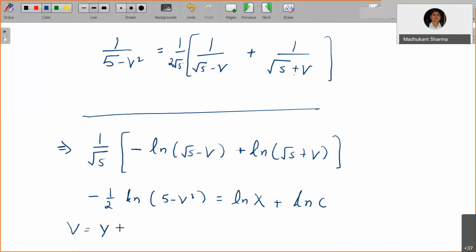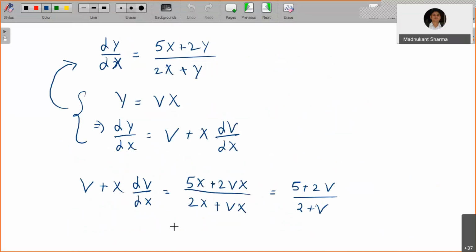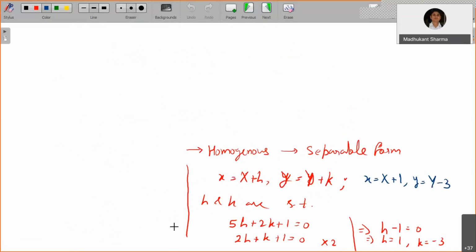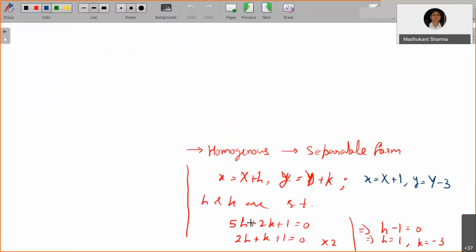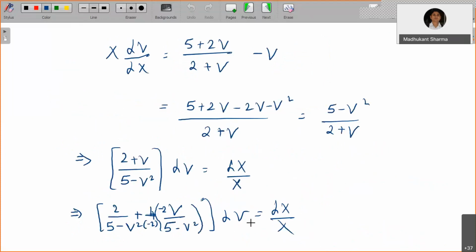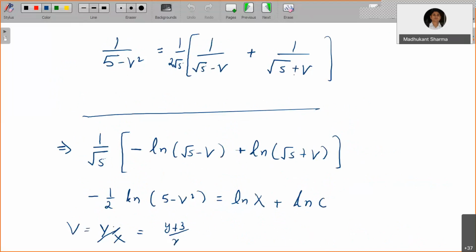And what you have to do is replace v by y by x. Okay, and what is Y, you have y minus k, so what was that? Y is equals to y plus 3. Okay, so this is y plus 3 divided by x minus 1 finally, so we can replace at the end by this. Okay, that will give you the final solution.